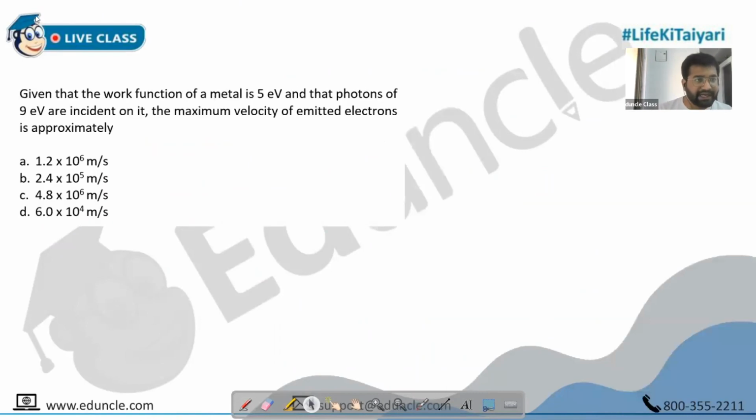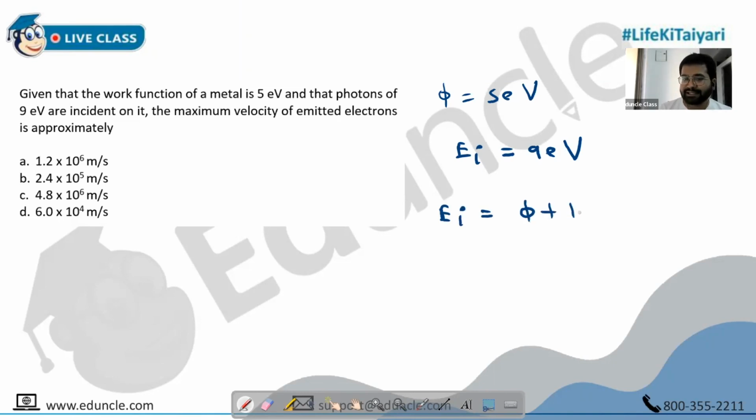I think this was one of the IISc questions only. Given that the work function of a metal is 5 electron volts, so they have given us work function 5 electron volts, and the photons of 9 electron volts are incident on it. So that's incident energy, which is 9 electron volts. So the maximum velocity of emitted electrons is approximately. This is a time pass question actually. So what is incident energy?